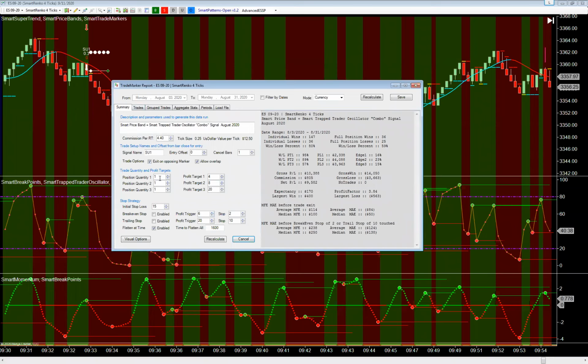But if you were to trade this for 1 point in August, your win percentage would have been 95%. If you traded it for 2 points, it would have been 89%. And then if you would have traded it for 5 points, your win percentage would have only been 57. And again, this number's a bit low, but it is what it is. And we're a full disclosure trading room, and we want you to have all the facts. So this was for the entire month of August, the combo signal.